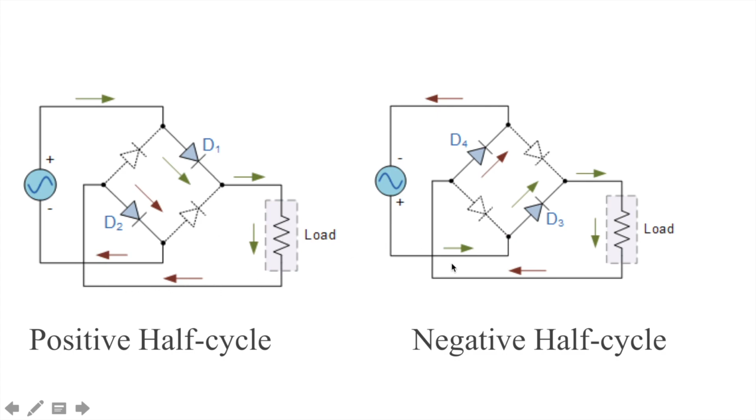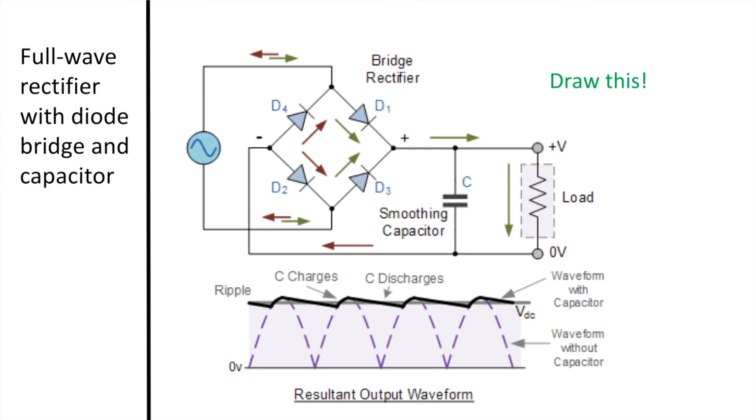During the negative half cycle, diodes 3 and 4 conduct in series, but diodes 1 and 2 switch off as they are now reverse biased. The current flowing through the load is in the same direction as before. Now, if we add a smoothing capacitor into a circuit with a diode bridge, we are able to convert the full-wave ripple output of the rectifier into a smooth DC output voltage. So here we have a capacitor put into this circuit, which then creates a smoother output for the voltage.